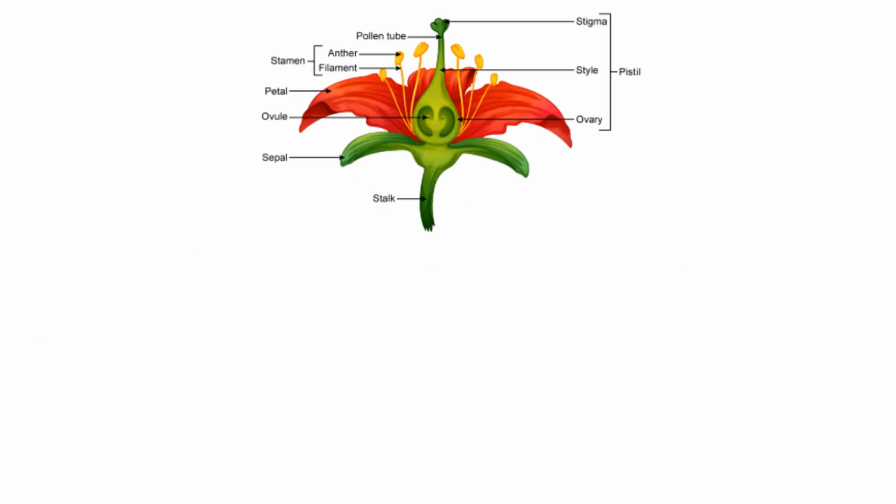Guys, first of all, the tricks which we are going to see are about the male reproductive structure and the female reproductive structure. Some of the students get confused about what the parts of male reproductive structures are and what the parts of female reproductive structures are. So for that, a very simple trick is there. First, let's see the trick of male reproductive structure.